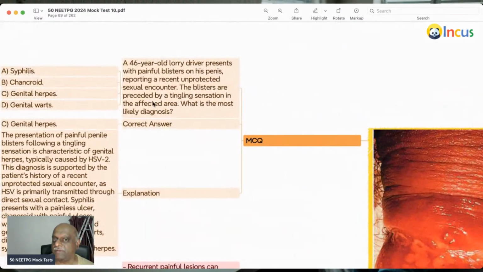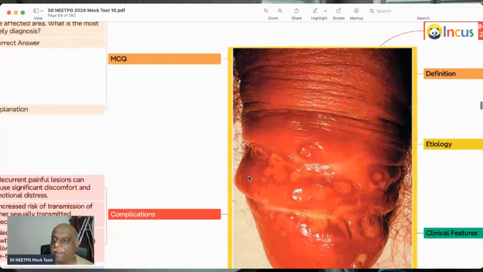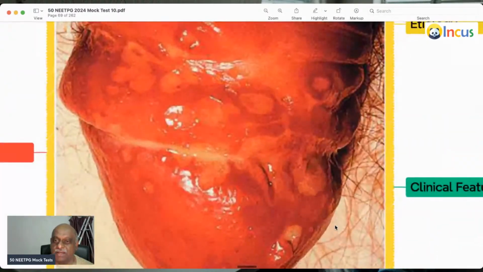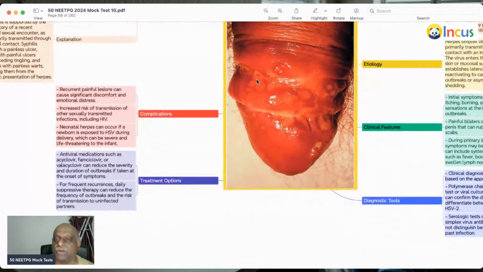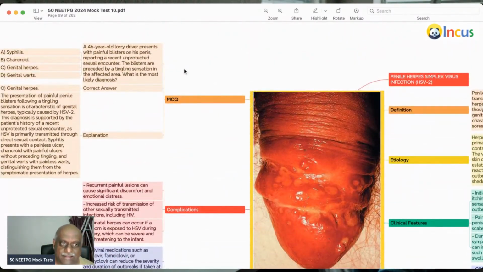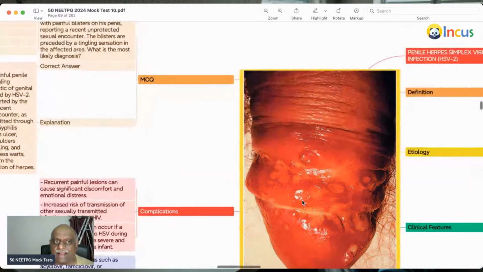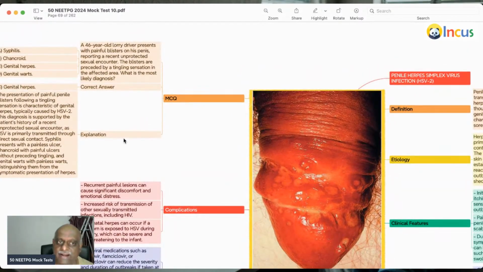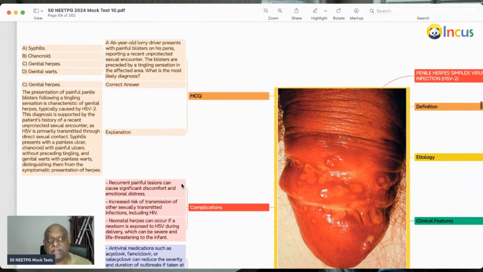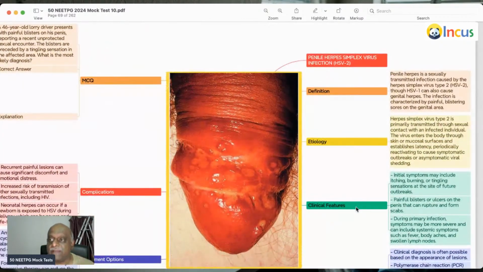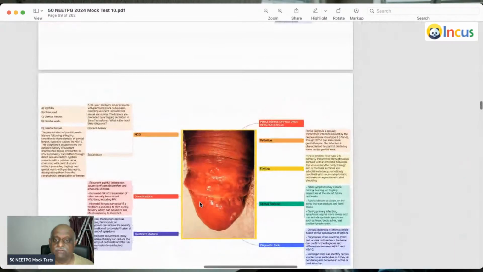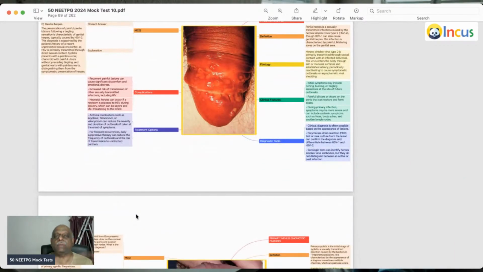A 46-year-old lorry driver with painful blisters on the penis is what you're able to see. The blisters are preceded by a tingling sensation in the affected area. What is your diagnosis? It is genital herpes, typically caused by herpes simplex virus 2, is what you need to basically remember. Right, doctor?